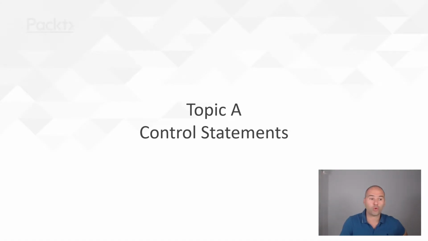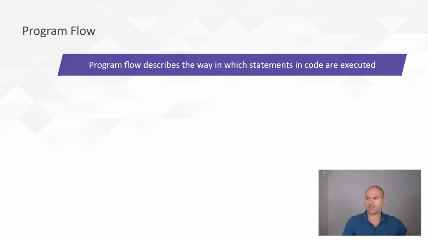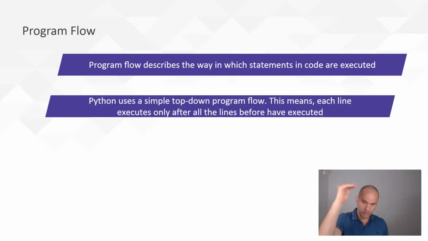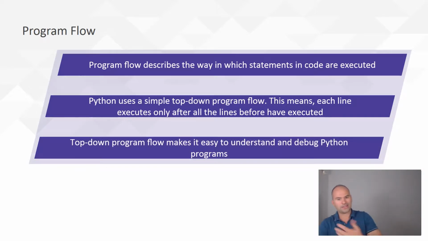Topic A, control statements. So let's start with this concept of program flow. Program flow describes how a program is executed. Namely in Python, you have a top-down method. So line 1, 2, 3, 4, 5, line by line.